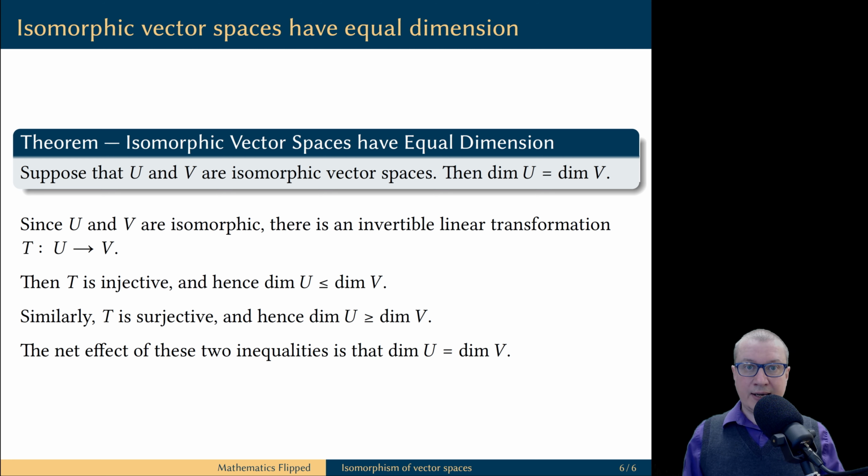A remarkable fact that we are going to prove very soon is that this also works in the opposite direction. Namely, if two vector spaces have the same dimension, then in fact they are automatically isomorphic. So you'd better stay tuned for the upcoming videos because you don't want to miss this one.